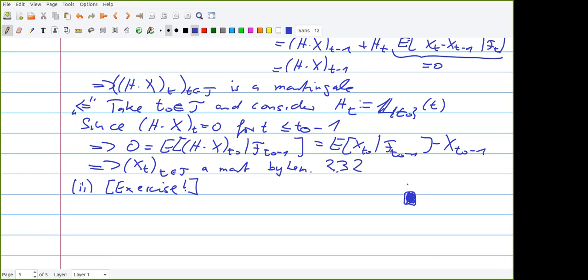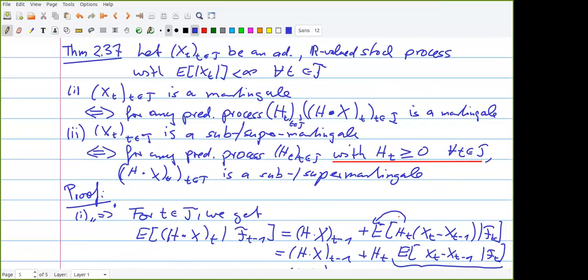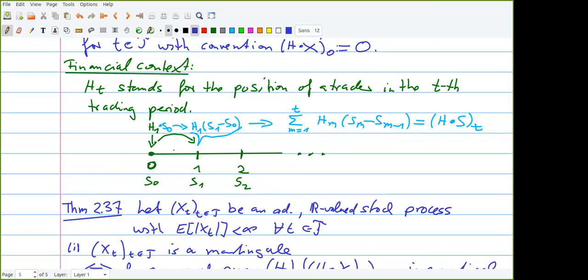What do we mean by position of a trader? The position, we will start with the more financial part again from next Tuesday on. What it means is this H here denotes the number of shares you hold in the asset S, right? And this is the position you have in the market. So if H1 is, for example, 3, this means you have 3 risky shares with the price S_0.